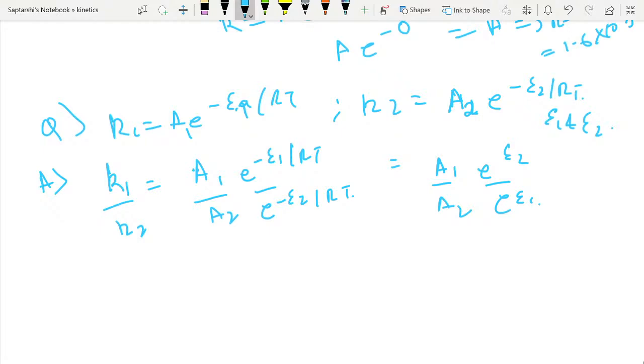Now it is said that we have to find the relation between A1 and A2, and it is given that E1 is more than E2. So the E1 and E2 relation is given, and we need to find the relation between A1 and A2.